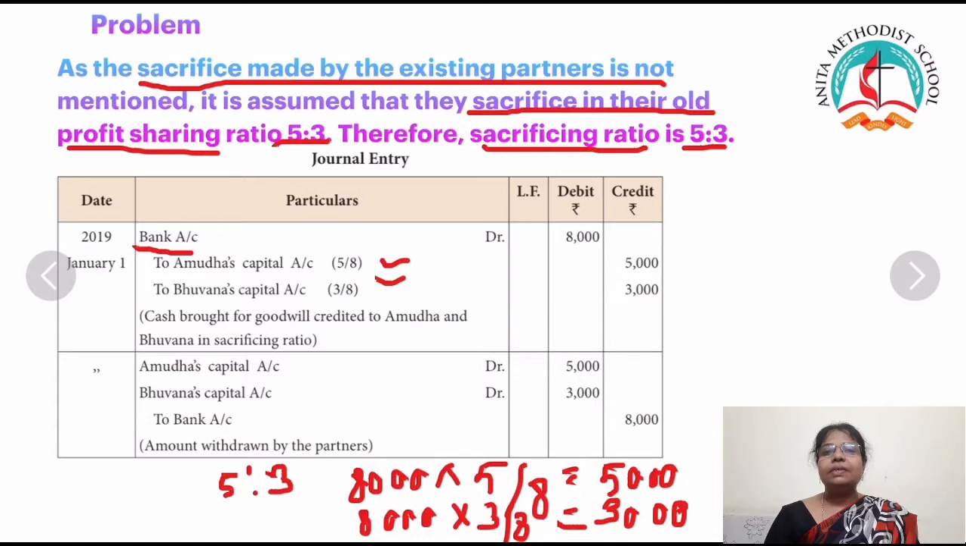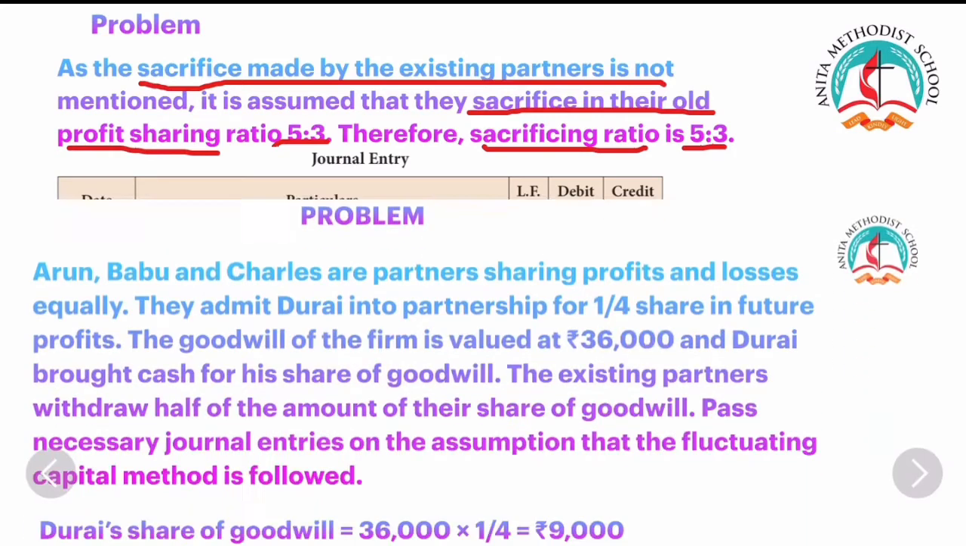In the sum it is given that it was withdrawn by the partners. So journal entry for withdrawing the amount by the partners. Amuda's capital account debit 5,000, Bhuwana's capital account debit 3,000 to bank account 8,000. Amount withdrawn by the partners.